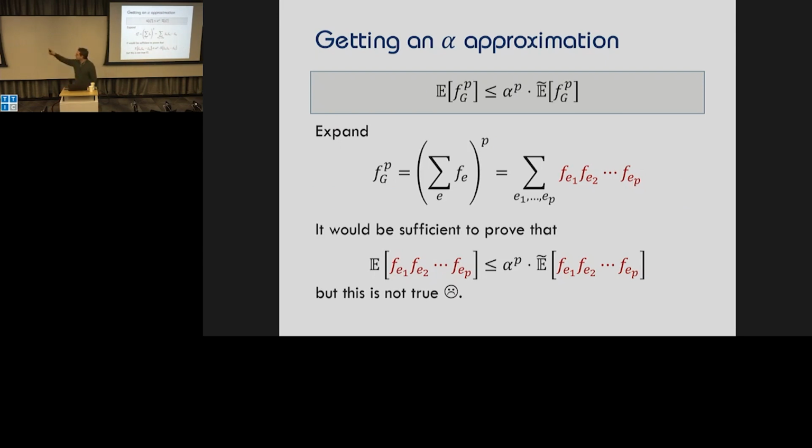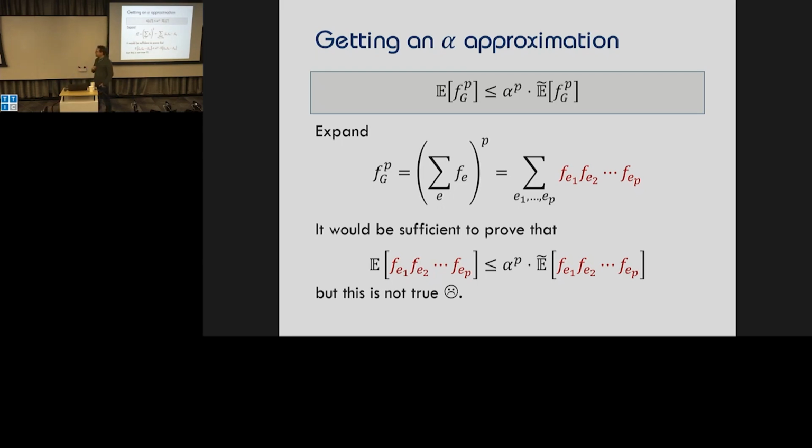So now our goal is to prove this inequality at the top of the slide. Let's see what f_G to the power of p is. Well, f_G is equal to the sum over all edges e of f_e. We raise that to the power of p, and we get the sum over all possible choices of e_1 through e_p of f_e1 times f_e2, and so on, up to f_ep.